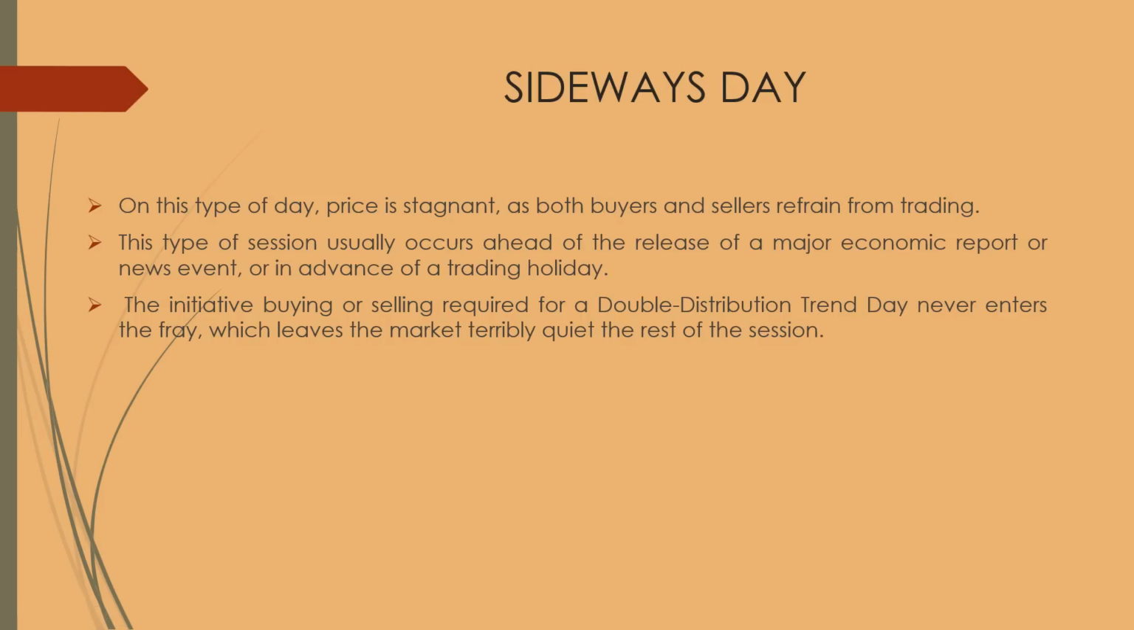Sideways days. On this type of day, price is stagnant as both buyers and sellers refrain from trading. This type of session usually occurs ahead of the release of a major economic report or news event, or in advance of a trading holiday. The initiative buying or selling required for a double distribution trend day never enters the fray, which leaves the market terribly quiet the rest of the session.